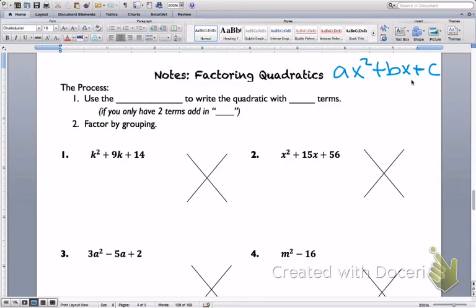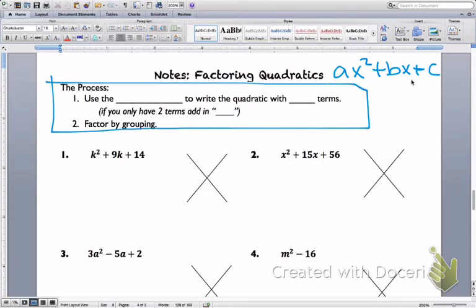So first thing in the process, again, this part right here just kind of tells us what the process is. We are going to use the x factor, so the x puzzles, to write the quadratic with 4 terms. Remember, we cannot use grouping unless we have 4 terms. So that x factor splits from 3 terms to 4 terms. And if we only have 2 terms, we're going to add in that 0x. And then we just factor by grouping.